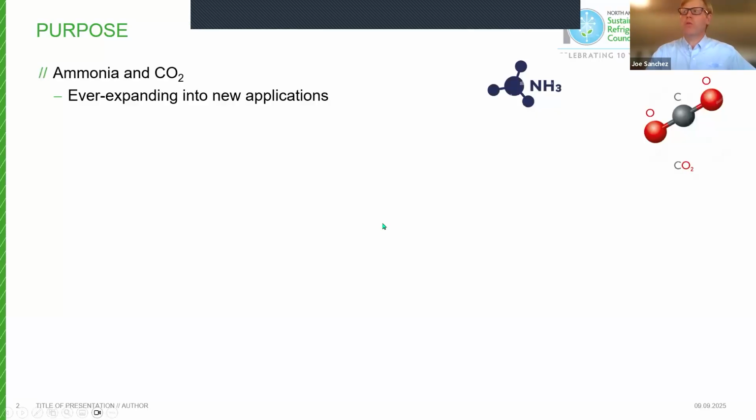Ammonia and CO2, as you probably know, are always expanding into new applications. These two molecules are actually two of the most abundant molecules in the universe. It's something I always like to think about, that other planets are trying to figure out how to use these molecules to move heat around.